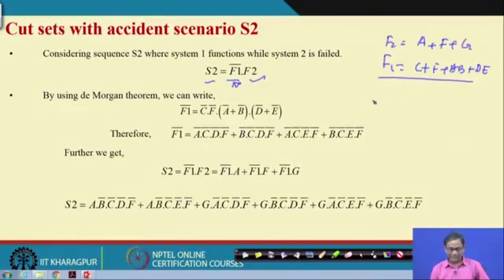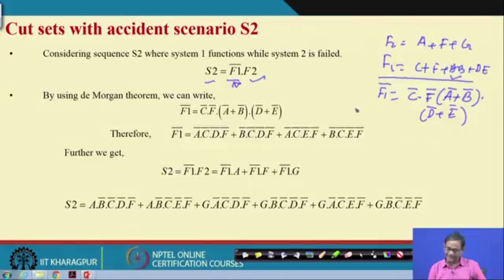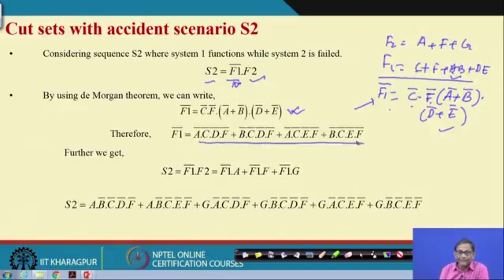If you use the De Morgan principle, what will F1 bar be? F1 bar will be C bar intersection F bar intersection, then the union A bar plus B bar, into, that is again an intersection, D bar plus E bar. When we write the success of system 1, C will be C bar, F will be F bar, A bar, B bar, D bar, E bar, like this, but union becomes intersection and intersection becomes union. That is what is written here. Now, if you expand this, then you will get this one.